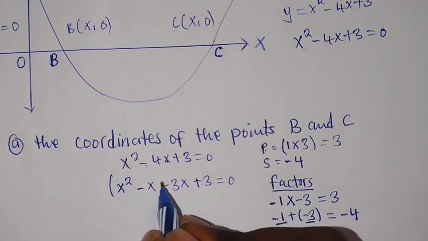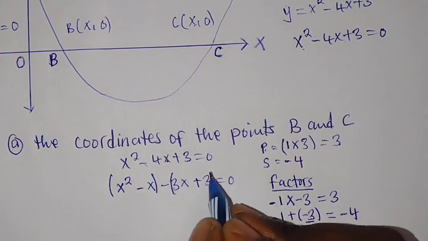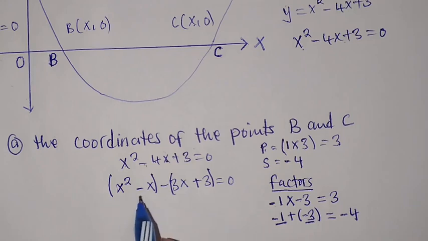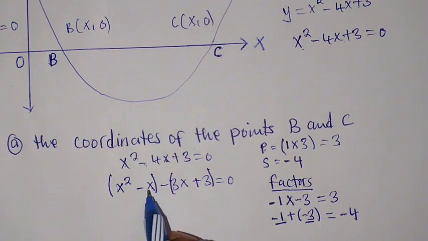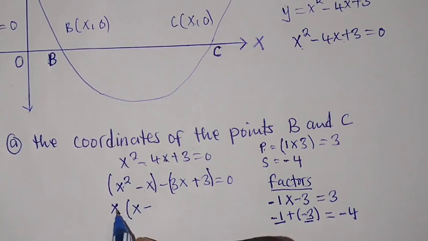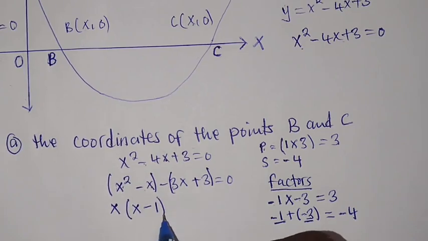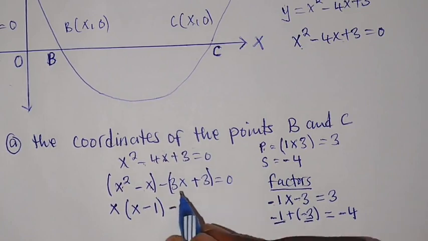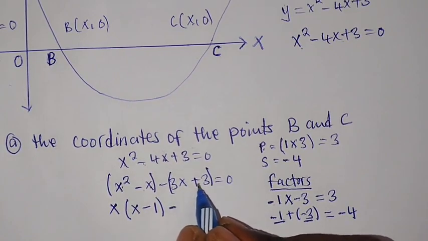So from here, we can group them so that we factor out. In the first bracket, we have x squared minus x. What is common here? It's x. Open bracket: x into x squared, you remain with x, minus x into x, it's a 1. Okay, then minus, so here what is common? We have 3x plus 3.